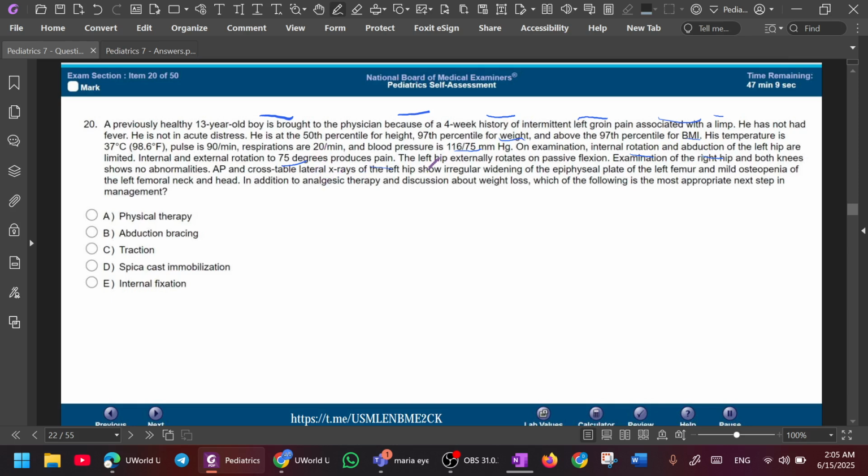Anteroposterior and cross-table lateral X-rays of the left hip show irregular widening of the epiphyseal plate of the left femur and mild osteopenia of the left femoral neck and head. In addition to analgesic therapy and discussion of weight loss, which of the following is the most appropriate next step?